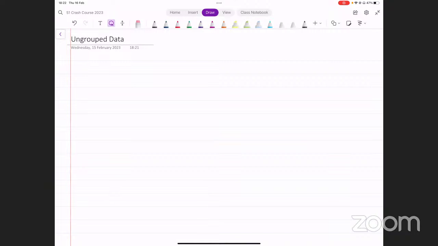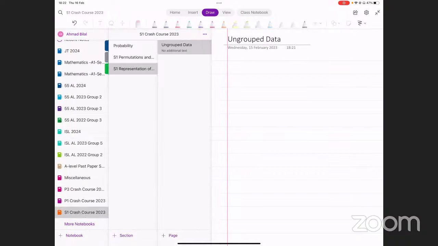Okay, so today we are going to start the next topic. Yesterday I had some internet issues. Hopefully it will work fine today. We could not start it yesterday, so let's do it today. So the next topic that we're doing is representation of data.